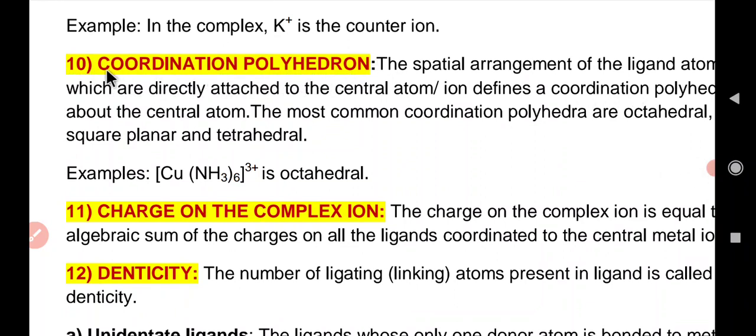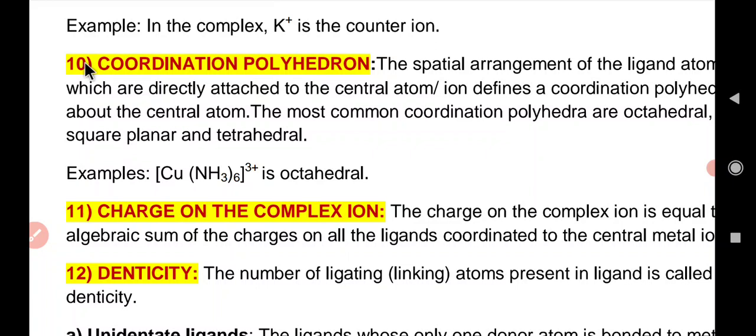Now, what is called a coordination polyhedron? The spatial arrangement of the ligand atoms which are directly attached to the central metal atom or ion defines a coordination polyhedron about the central atom. The most common coordination polyhedra are octahedral and square planar, and they might also be tetrahedral. That is called the coordination polyhedron.